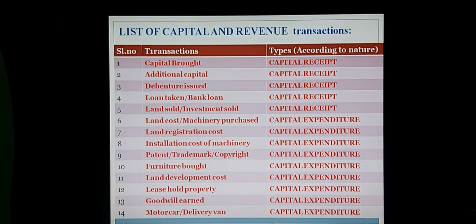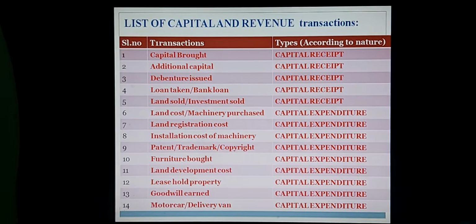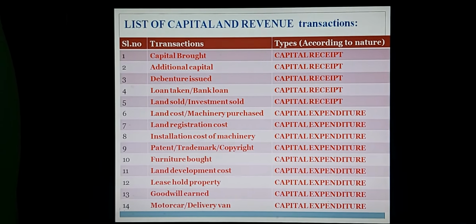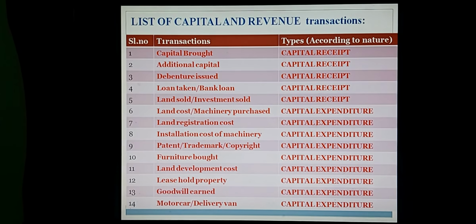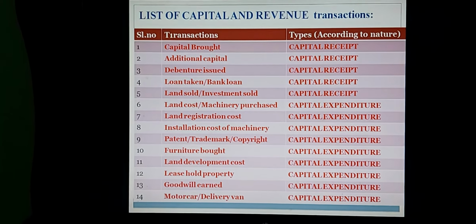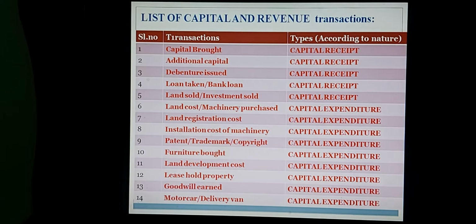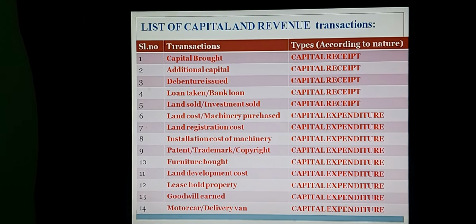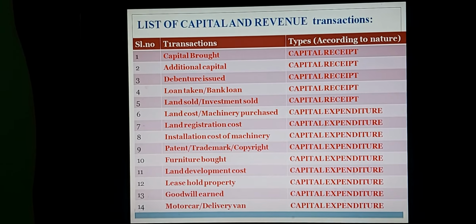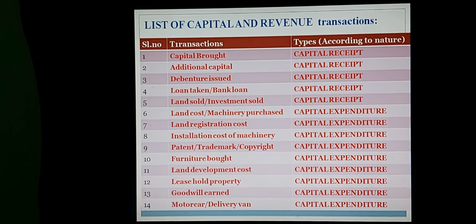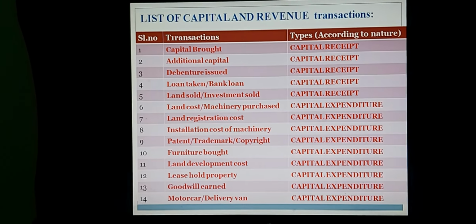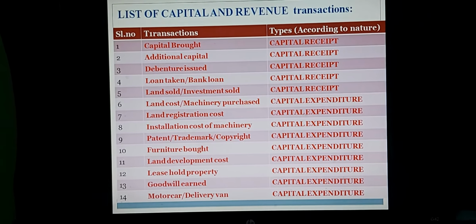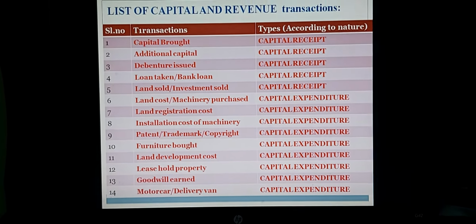Number 1, capital brought. What type of transaction according to nature? The answer is capital received. Why? Reason: it will be used in business for several years and has to be returned to the owner. And it's a very irregular item and a non-recurring item.